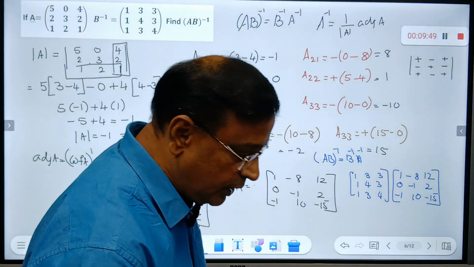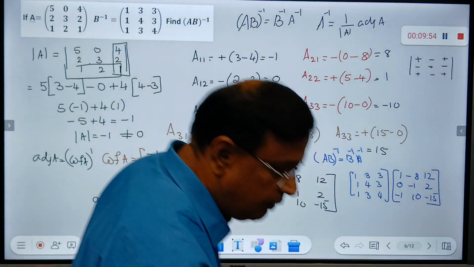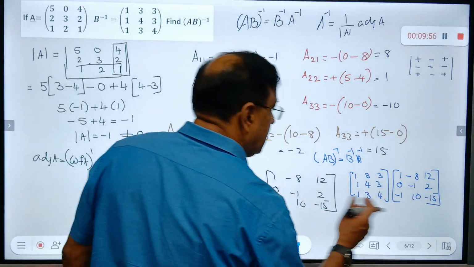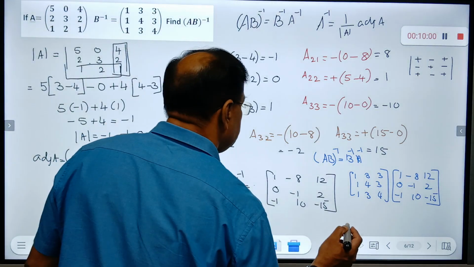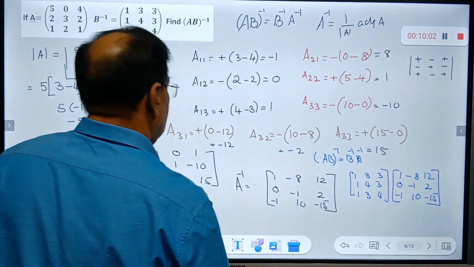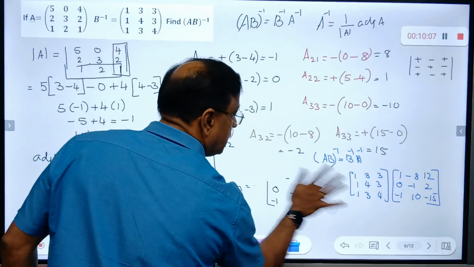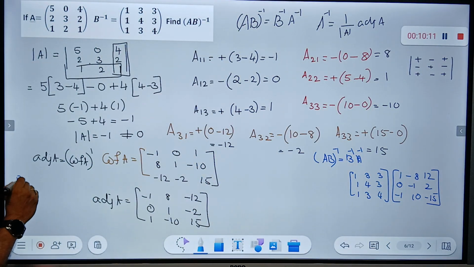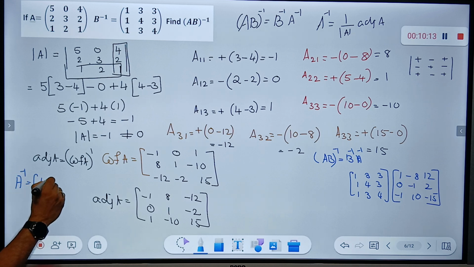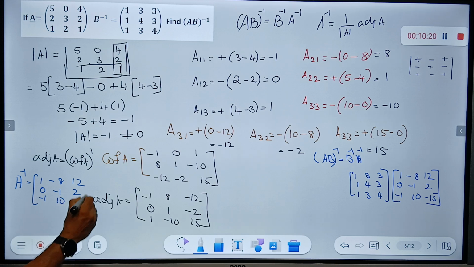I think you know how to expand this, okay? If you expand, what do you get? B inverse into A inverse. I think we have to multiply first row, first column. I think there's no place here. Okay, I'll write the A inverse here, so I get some space. So my A inverse will be 1, minus 8, 12, 0, minus 1, 2, minus 1, 10 and minus 15.